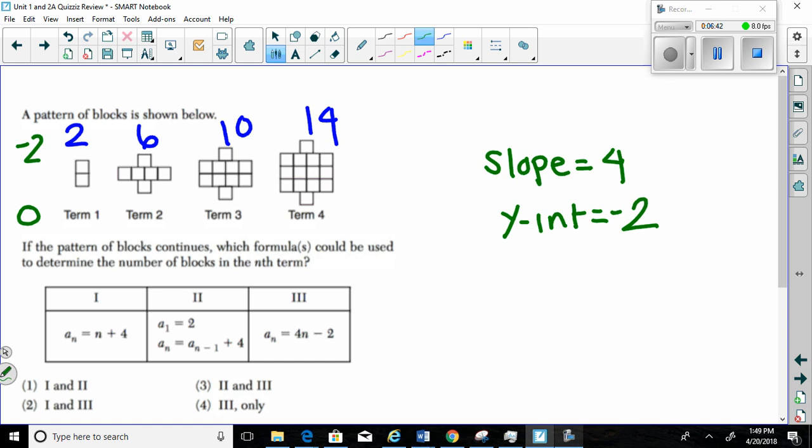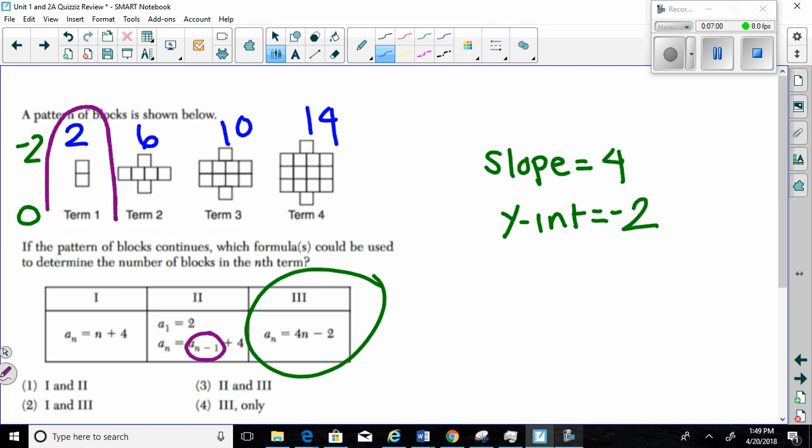So which one has that? 1 or 3? 3, right? So we know that this has got to be correct. Then this is in recursive form. And I know that because if you see that a to the n minus 1, you know they're talking about recursive. So they're telling us our first term is 2. Is that correct? Right here, first term. Yeah. First term is 2. And this is saying to get the next term, I take the term before and add 4 each time. Is that correct? To get this term, I would take the term before and add 4. Mm-hmm. So your answer is 2 and 3.